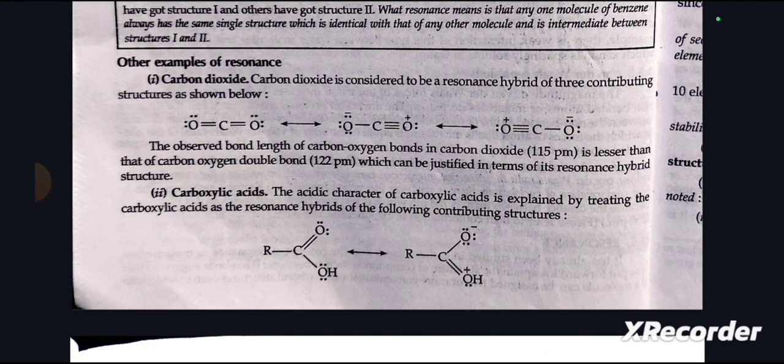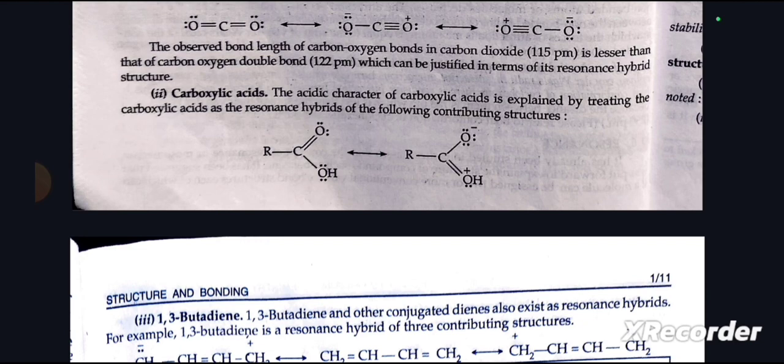Other examples of resonance: first, carbon dioxide. Carbon dioxide is considered to be a resonance hybrid of three contributing structures as shown below: oxygen double bond carbon double bond oxygen. The next, oxygen negative, single bond, carbon triple bond, oxygen positive. Next, oxygen positive, triple bond, carbon single bond, oxygen negative.